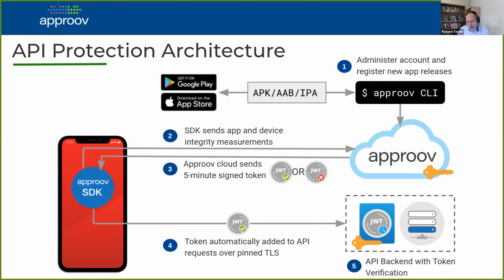And then through our quick start integrations, which I'm going to talk about later, when you make the API calls, that JWT is added automatically to the requests. And those requests are made over a pinned version of TLS to make sure that there is no man in the middle. And then it goes to your backend API.